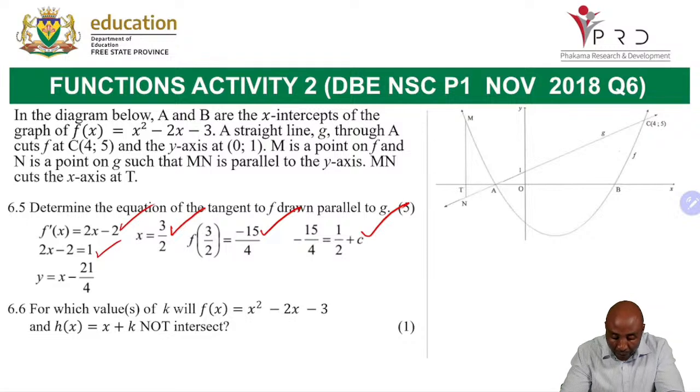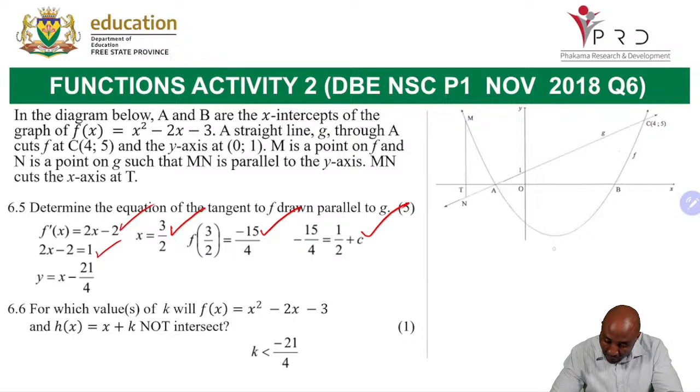For which values of k will f of x equal to x squared minus 2x minus 3 and h of x equal to x plus k not intersect? So when will they not intersect? It's when our k is less than negative 21 over 4.